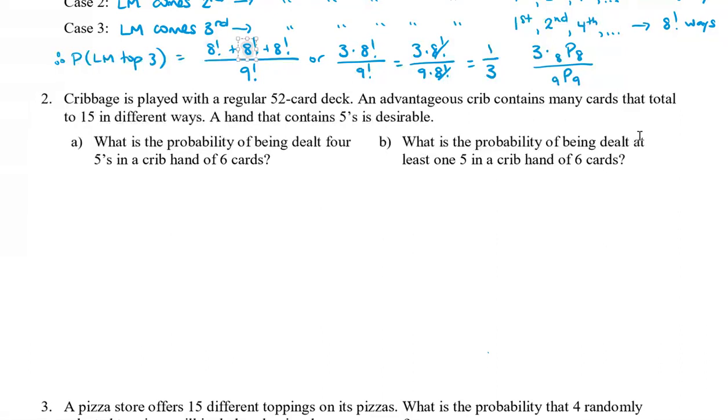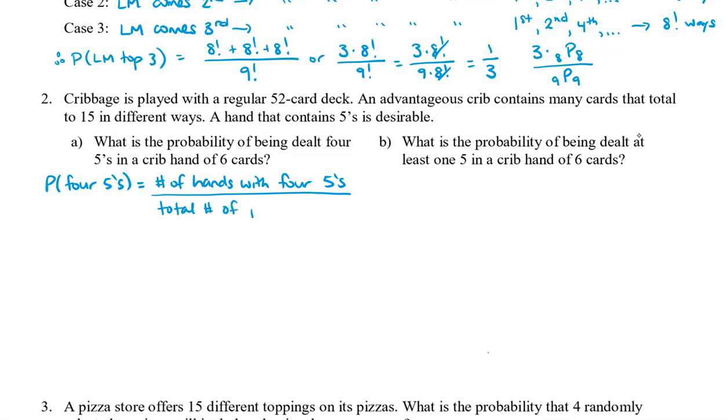I always like to write out what we're going to try to find in words first. So the probability of 4 5s is equal to the number of hands with 4 5s, and we're going to divide that by the total number of possible hands.